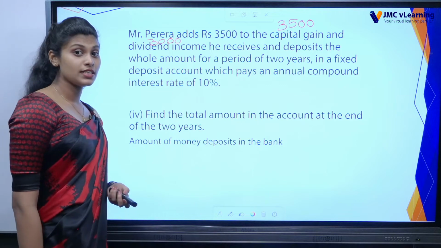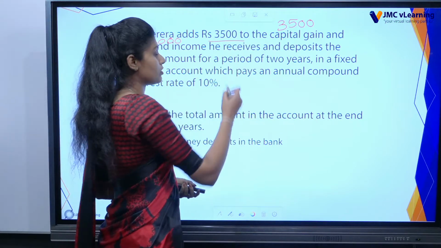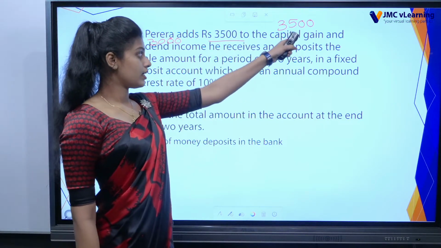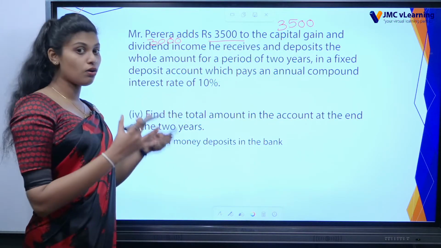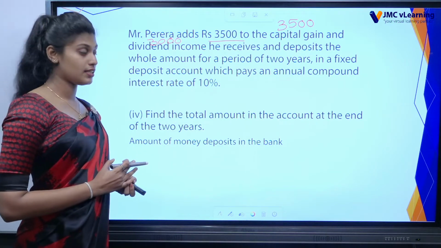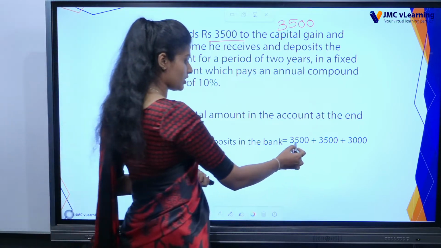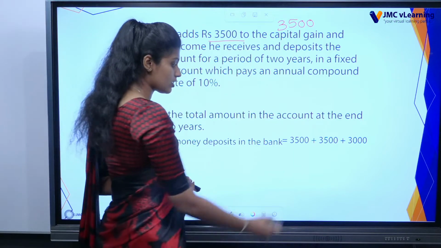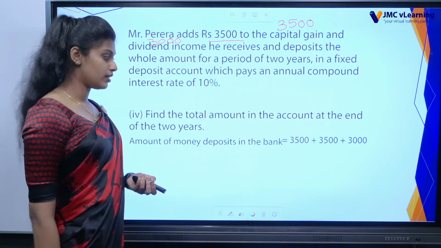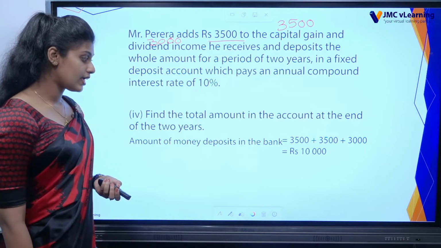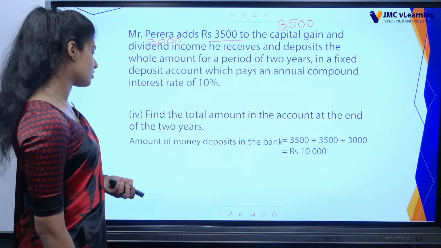Amount of money deposited in the bank. Let's find that one. Then you have to add all this amount, 3,500. Here the capital gain is 3,500. Dividend income is 3,000. This whole amount he deposits in the bank. Then let's add them. How much is the answer? Here 3,000, 3,000, 3,000, 9,000. 500, 500 is again 1,000. 9,000 and 1,000 is equal to 10,000. Then the amount of money deposited in the bank is 10,000.